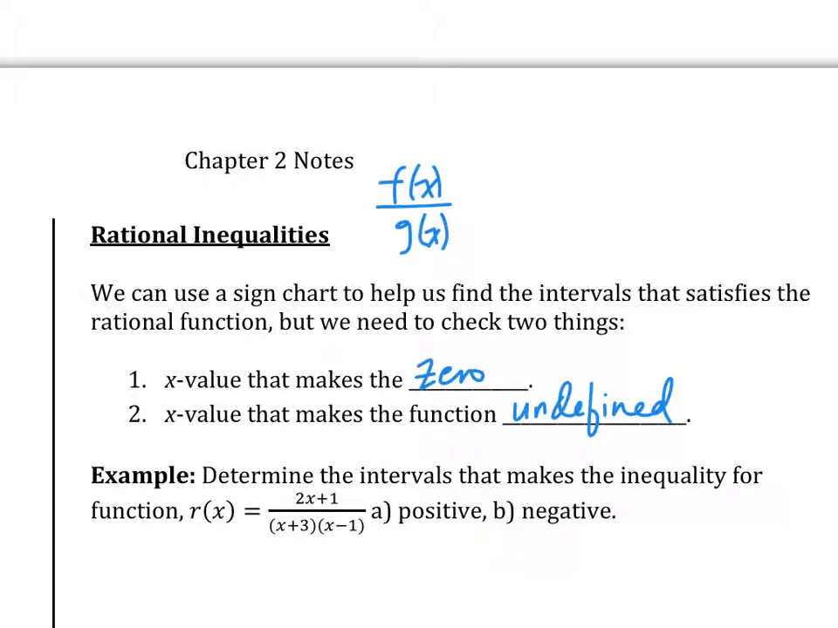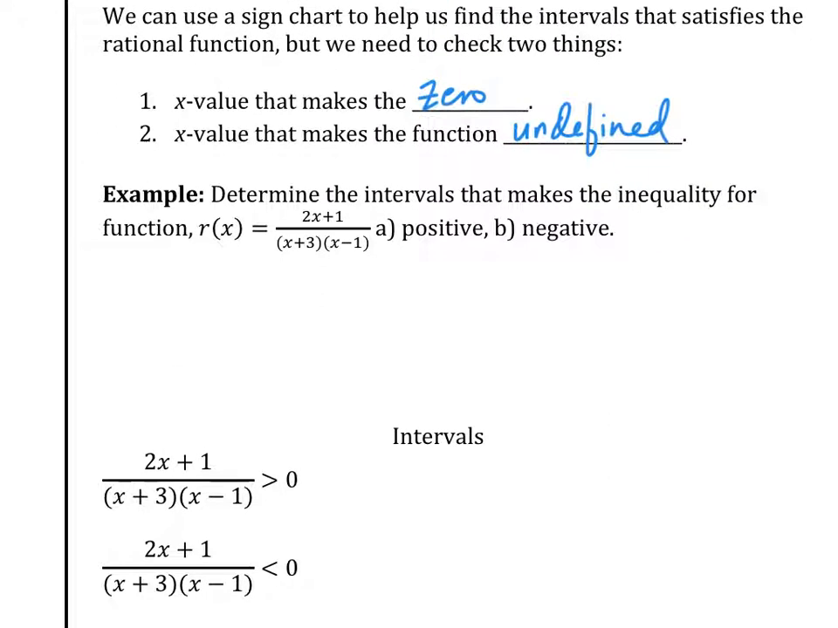Which one needs to be 0 in order for the whole thing to be 0? Is that f or g? F, yes. When f is 0, the whole thing is 0. Now, what's going to make it undefined, f or g? G, because it's in the denominator, right? Okay, so let's look at this example here.